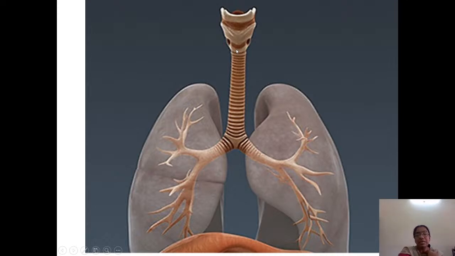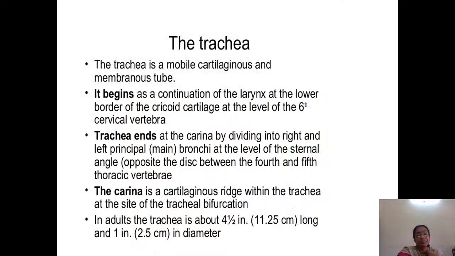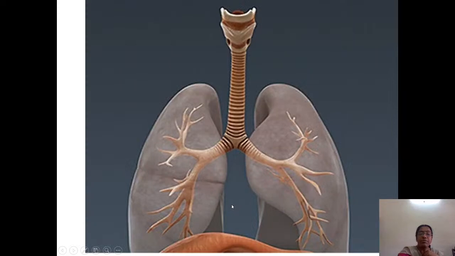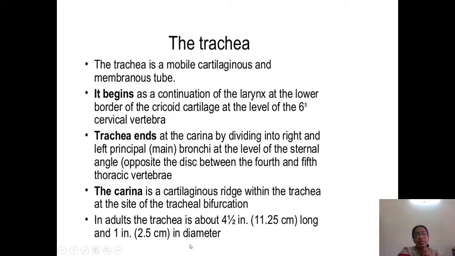So the start is at the lower border of the cricoid cartilage. The end is by the division into two bronchi, the right bronchus and the left bronchus, at the level of the sternal angle, which is situated at the level of the T4 or T5 thoracic vertebra. Next, in adults, there is a cartilaginous ridge within the trachea at the site of the tracheal bifurcation. When you look at the tracheal bifurcation at the top, a cartilaginous ridge is present.